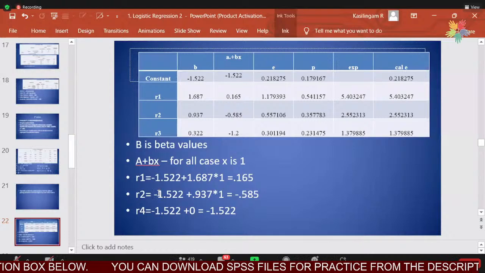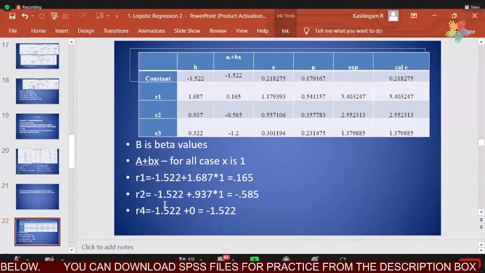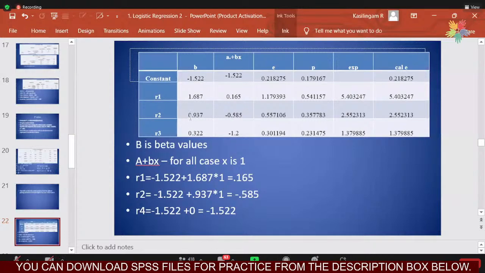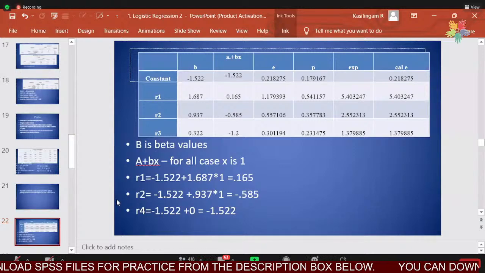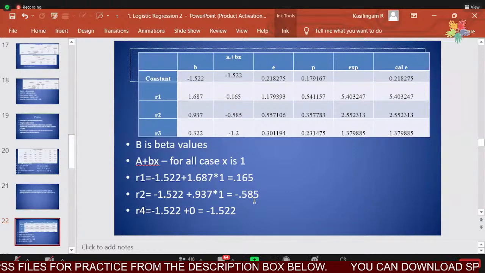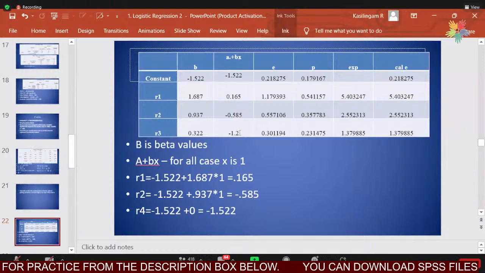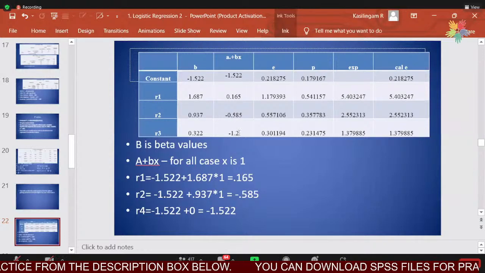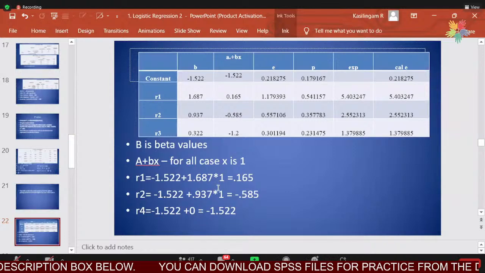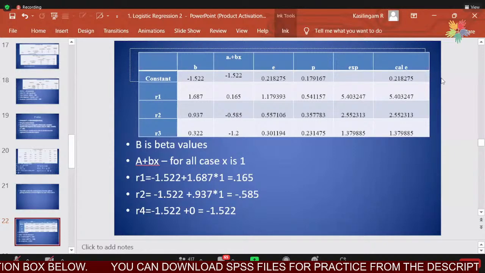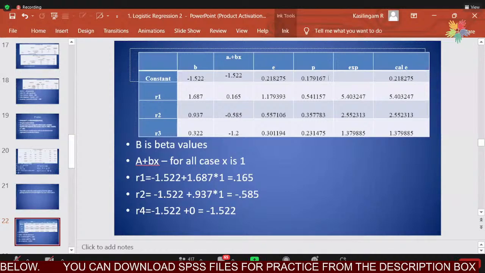For rank 2 institution, a is the same, minus 1.5 and so on, then beta into 1. For the rank 2 institution it is 1, right? Like that for rank 3 institution I should have written. For rank 4 institution we might have put 0, that is why this one, right? Not necessary. Okay, so now this is over.